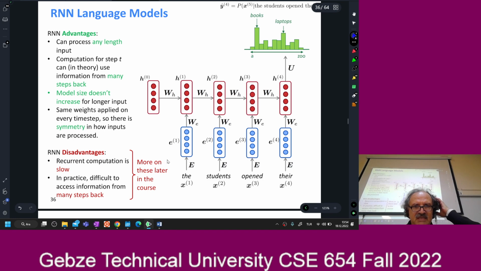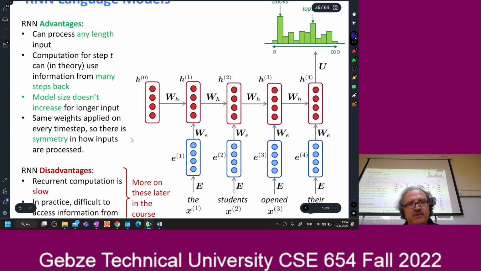So what are the disadvantages? Recurrent computation is slow and difficult to access information from many steps back, and we will come to that one later. And these are the advantages. It can process any length input, and computation for step T can use information from many steps back. It is not only 4 steps back. And model size doesn't increase for longer input. If your input is 1,000 words, then my model size is the same, WE and WH. That's it. Because this one is same as this one, and same as this one, and same as this one.